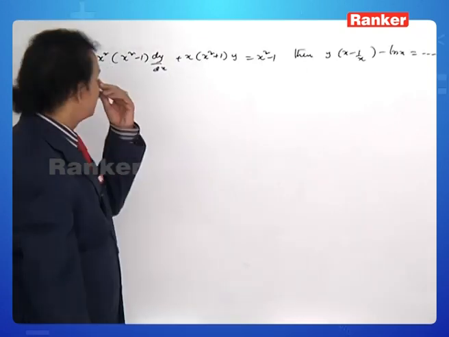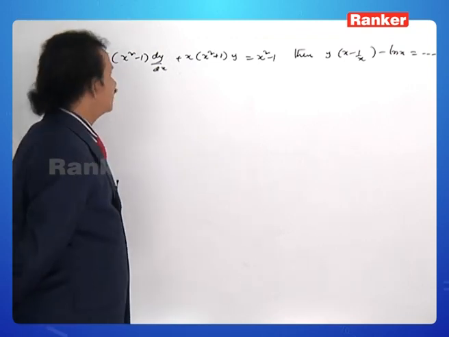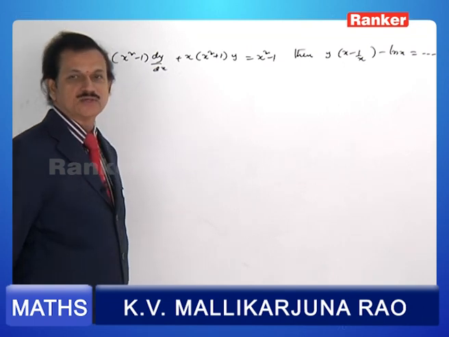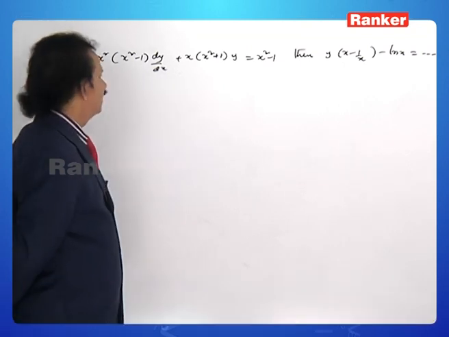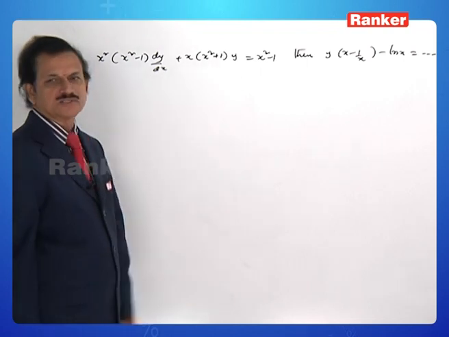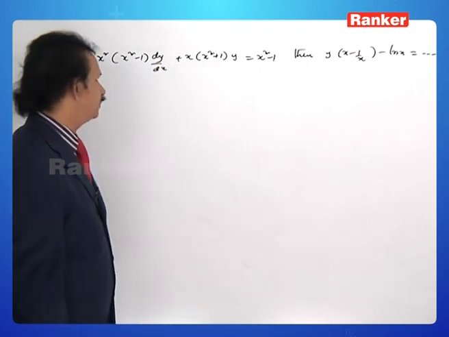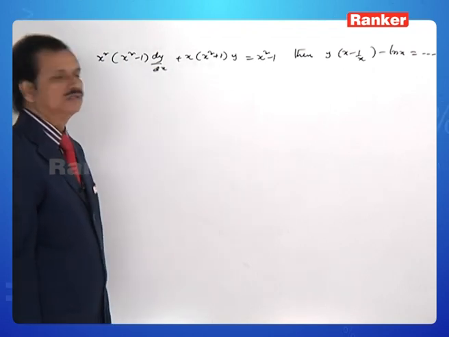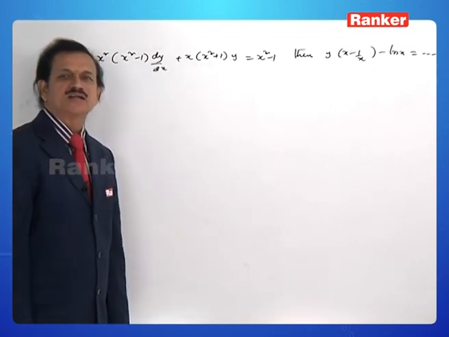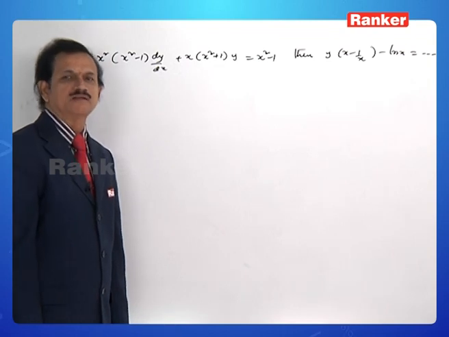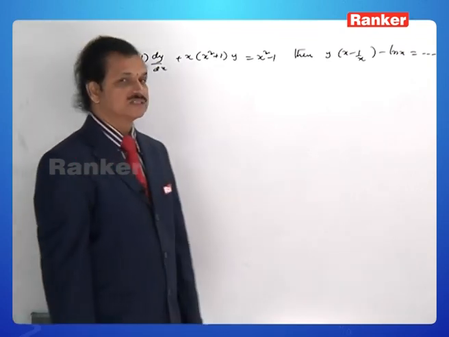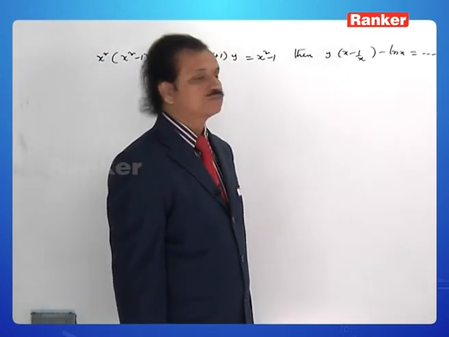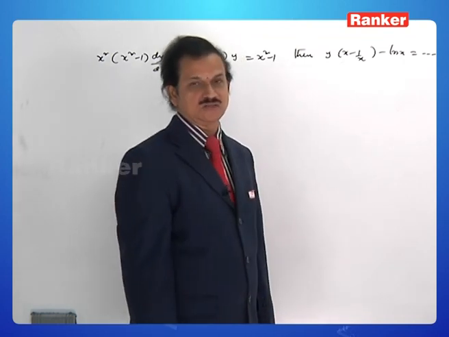The next question is before us. x square into (x square minus 1) dy by dx plus x into (x square plus 1) into y is equal to x square minus 1. To solve this equation is of no pain and strain. It's very simple. If you divide this entire equation by x square into (x square minus 1), it can be directly brought into a linear form. You see, here also, just like in the previous case, the question is y into (x minus 1) by (x minus ln x) is equal to how much?